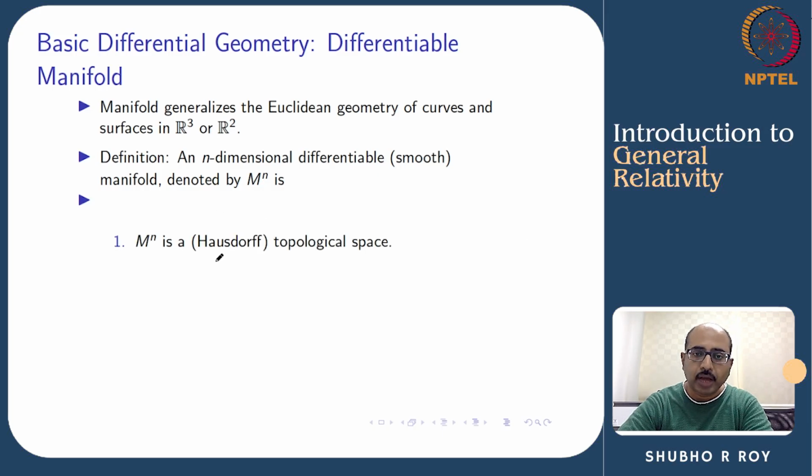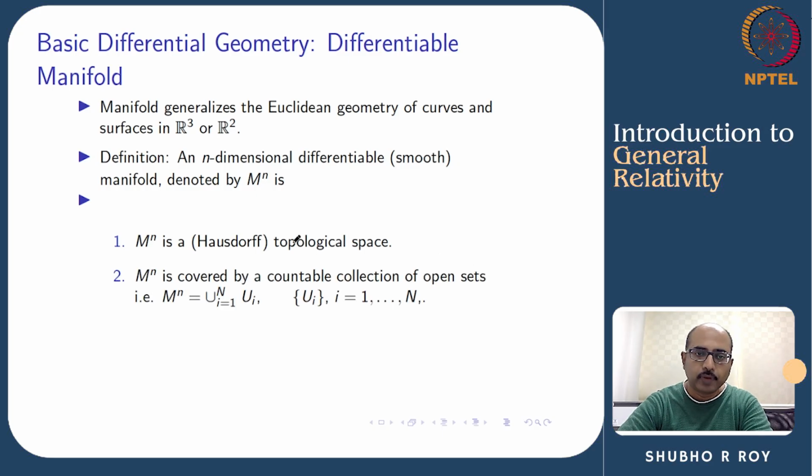So Mn is a Hausdorff topological space. This is the first condition. The second condition is that Mn is covered by a countable collection of open sets, U sub i. So this U sub i, with i labeled with positive integers 1 to N, for example here. This big N has nothing to do with this little n, which I will explain later, and which is called the dimension of the manifold.